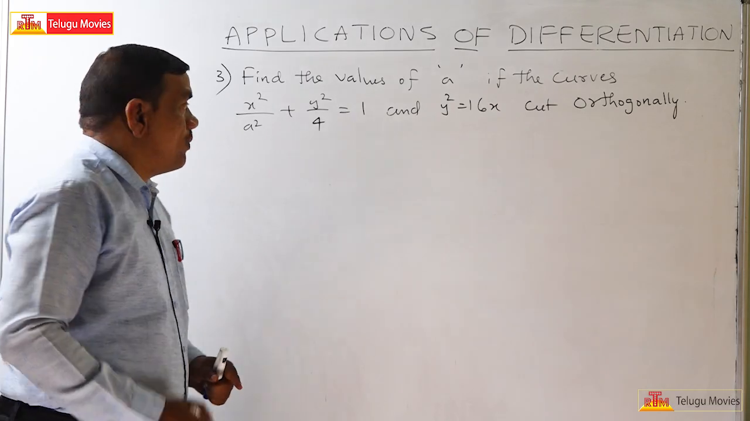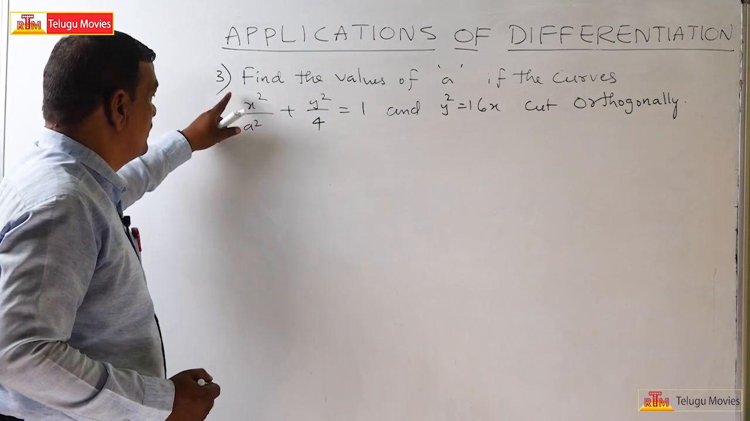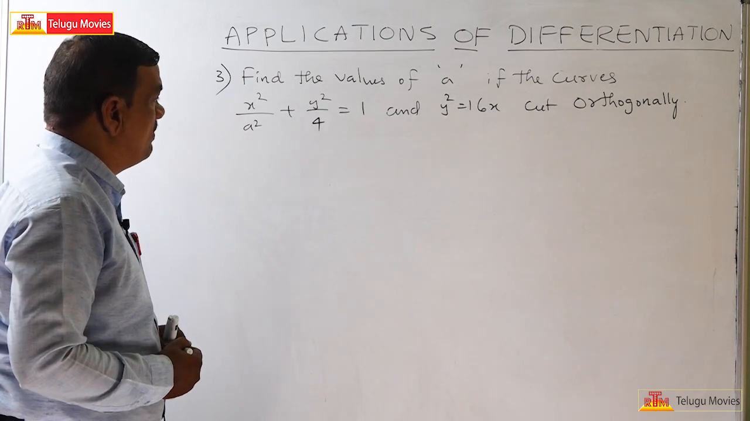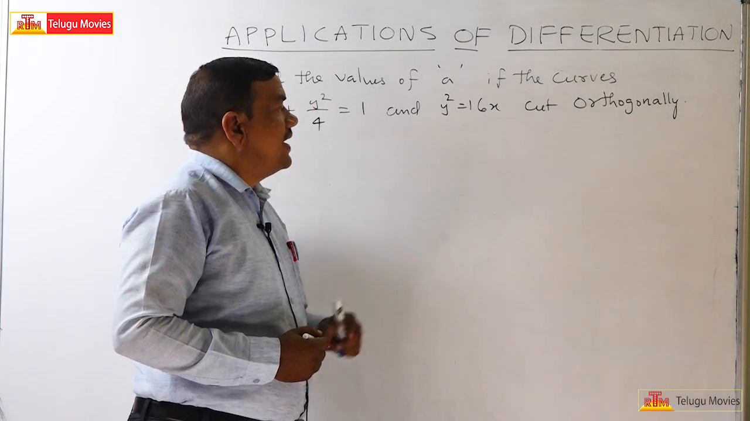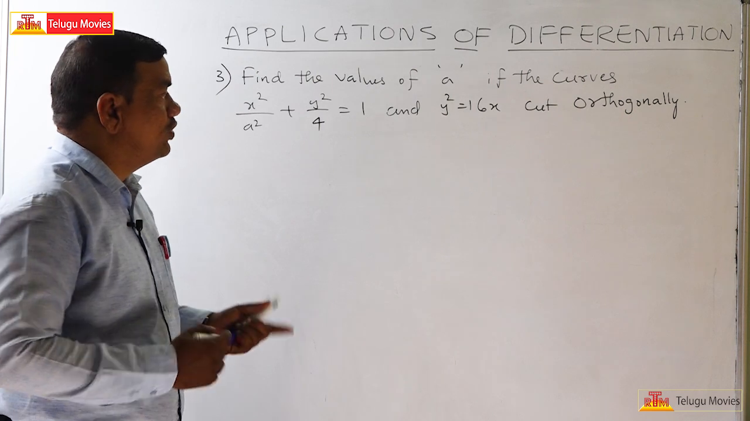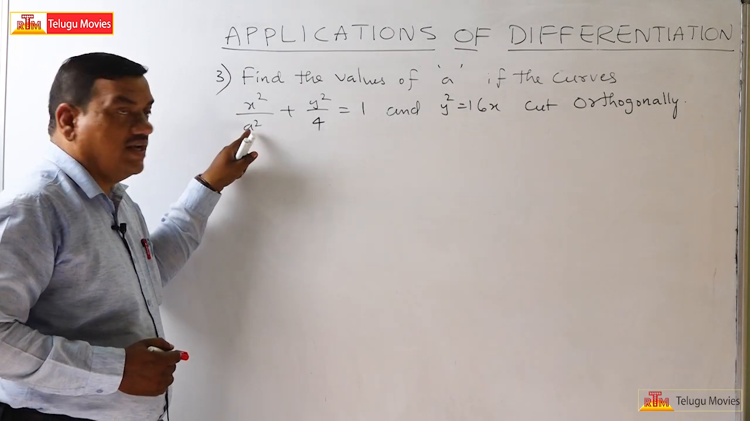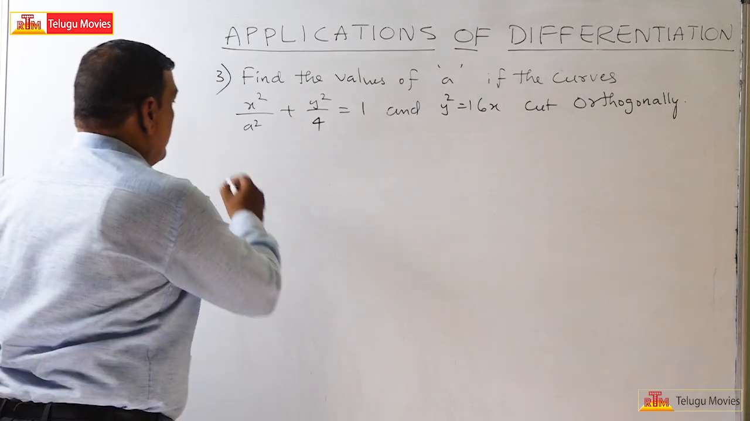Welcome back to this problem. Find the values of a if the curves x square by a square plus y square by 4 is equal to 1 and y square is equal to 16x cut orthogonally. So if both the curves cut orthogonally, then what is the value of a? So here a is there. Then how to find it out?